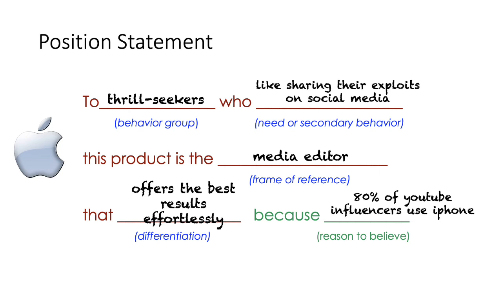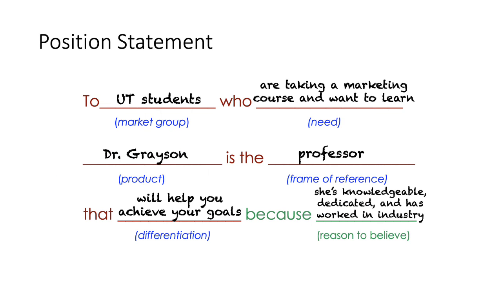So let's use you for an example, or me. So how would you do this for a person? Every person should have a value statement, right? So let's say we're going to use Dr. G. So who is my market group? Utah Tech students. Let's use my professor job. So my market group is my students, my customers who are taking a marketing course and want to learn. They need their marketing degree, but they're taking this course because they want to learn how to have a successful career.